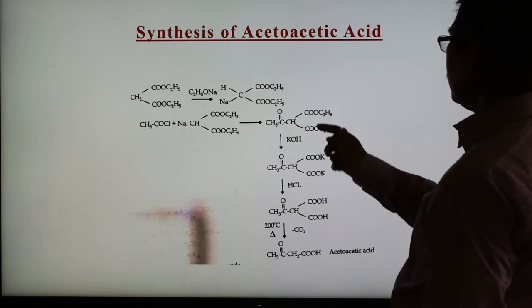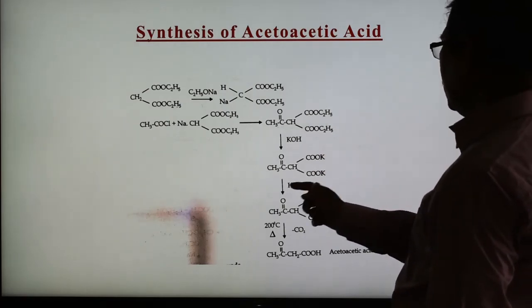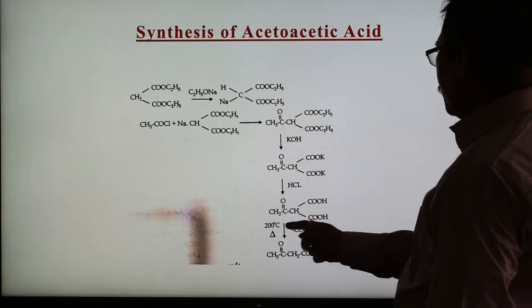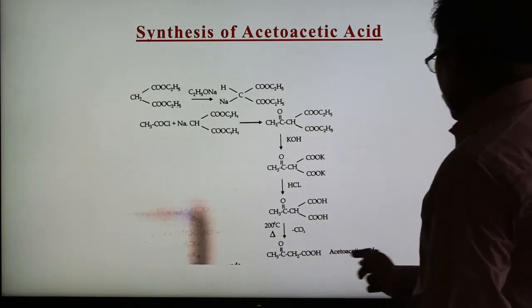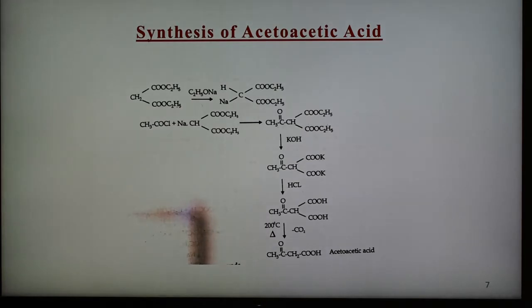There is a loss of C2H5OH and 2 potassiums are here. Acidification, 2H are here. Again CO2 is replaced, and we get CH3COCH2COOH. So this is known as acetoacetic acid. So this is the compound which can be synthesized by using malonic ester.